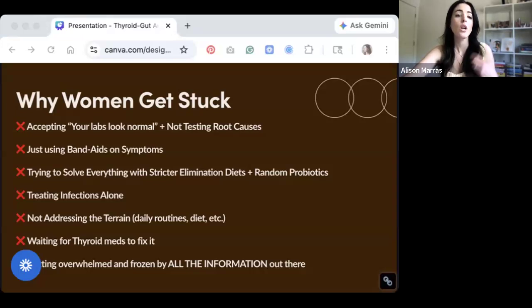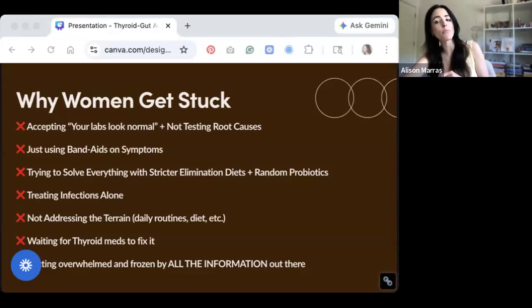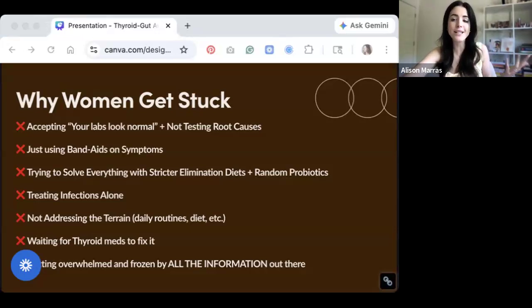Just using band-aids on symptoms, trying to solve everything with stricter elimination diets and random probiotics. Like I said, diet alone cannot heal your gut. I tried. And by eliminating too much, you actually reduce microbiome diversity and increase food sensitivities and leaky gut issues. Not to mention, it is stressful. Aren't we trying to reduce stress? We know stress is a major trigger. And then it's really a spray and pray approach. It's not unique to you and what you need.